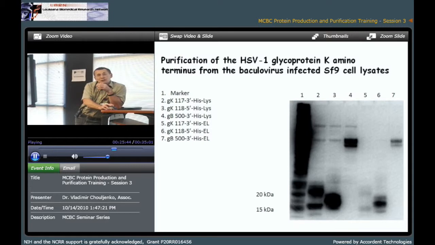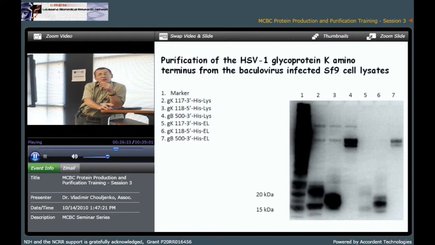And as control, we have GB 500, which we did not have any problem with at all. And lane 5, it's the same 3' end labeled GK117, this time under denaturing condition. Denaturing condition means we used 6 molar guanidine chloride in all our solutions for purification. Still, you can see some traces of protein, the same size, but basically binding is not very efficient. But at least after location of the tag was changed to 5' end, we have some binding for GK118.